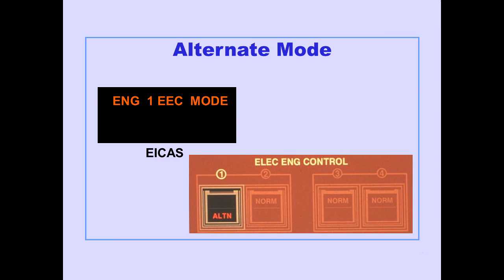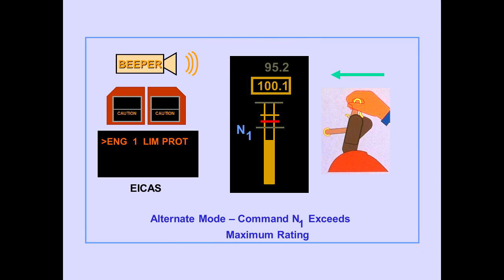The ICAS advisory message Engine EEC mode is displayed when control is in the alternate mode. The EEC alternate mode light also illuminates. The ICAS caution message, Engine Limit Protection, is displayed when the EEC is in the alternate mode and command N1 exceeds the maximum rating.